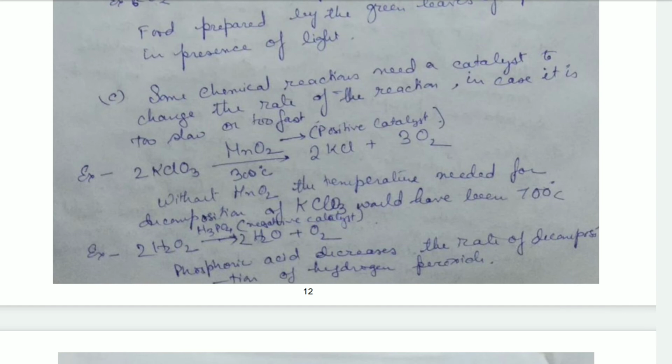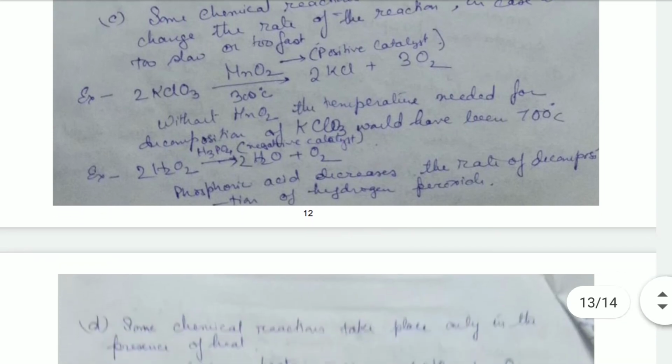Around 700 degrees centigrade would be required to decompose potassium chlorate into potassium chloride. Okay. Next example is of a negative catalyst. Hydrogen peroxide decomposes to water and oxygen, and this reaction is very fast. So to make it slow, a negative catalyst is added, that is phosphoric acid. Phosphoric acid is added as a negative catalyst to decrease the rate of decomposition of hydrogen peroxide into water and oxygen. So 2H2O2 in presence of H3PO4, phosphoric acid, changes to 2H2O and oxygen is liberated.